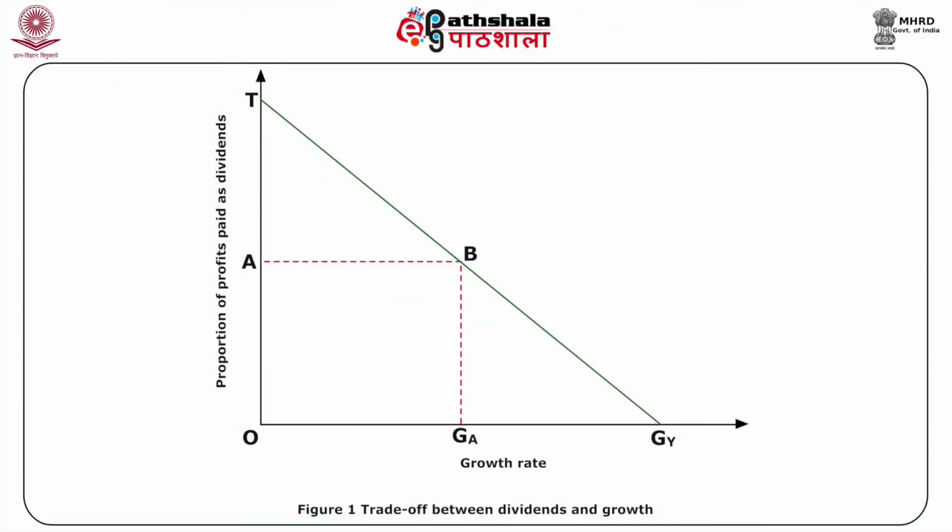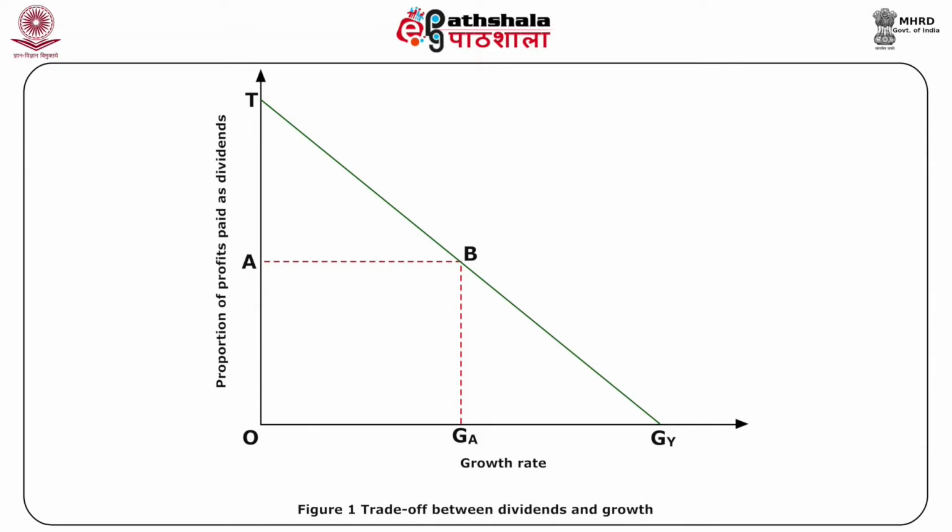This confirms the trade-off between the decision to retain or disperse the dividends and the growth rate that a firm can achieve. Figure 1 shows the trade-off between the two. The proportion of the profits paid as dividends is presented on the vertical axis and the growth rate is presented on the horizontal axis. Thus, if the firm pays OA% of profit as dividends, then the firm has 80% of the profit left with it to finance growth.